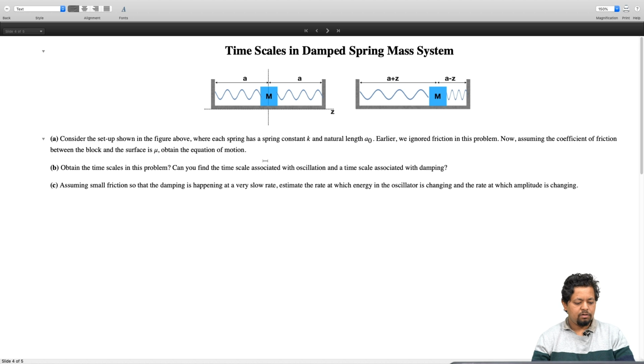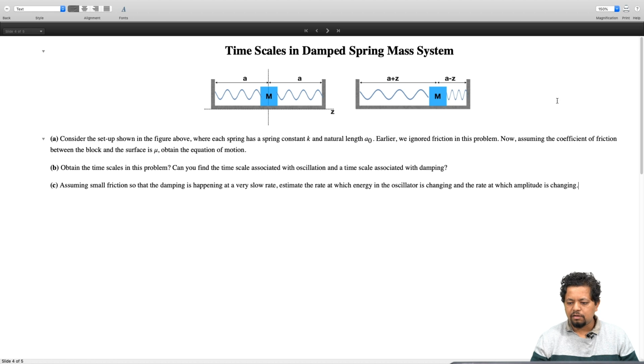So let's go ahead and work this out, and after that we're going to look at the time scales in the problem. There are two time scales in the problem: a time scale associated with oscillation and a time scale associated with the damping. And then finally we are going to assume that the friction is small and calculate the rate at which energy in the oscillator is changing and the rate at which amplitude is changing. So let's go ahead and get started with that.